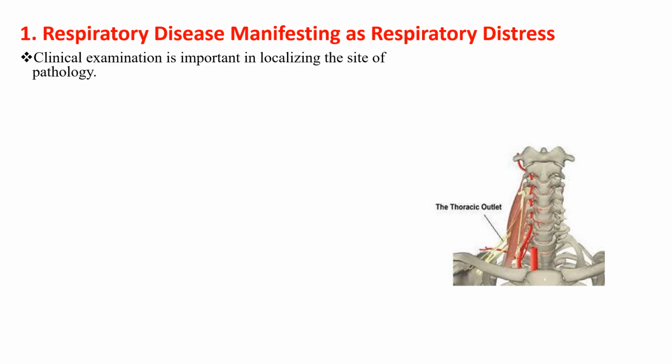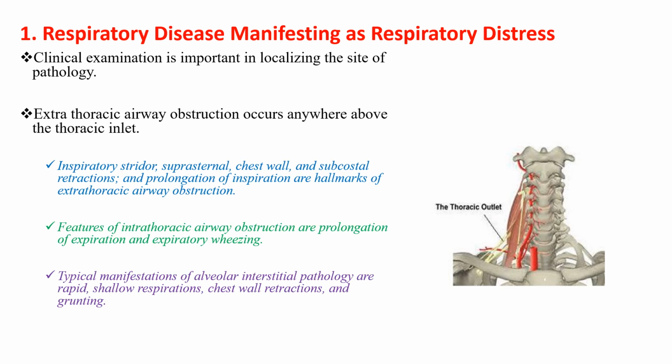Clinical examination is important in localizing the site of pathology. Extrathoracic airway obstruction occurs anywhere above the thoracic inlet. Inspiratory stridor, suprasternal, chest wall, subcostal retraction, and the prolongation of inspirations are hallmarks of extrathoracic airway obstruction. Features of intrathoracic airway obstruction are prolongation of expiration and expiratory wheezing. Typical manifestations of alveolar interstitial pathology are rapid, shallow respiration, chest wall retraction, and grunting.